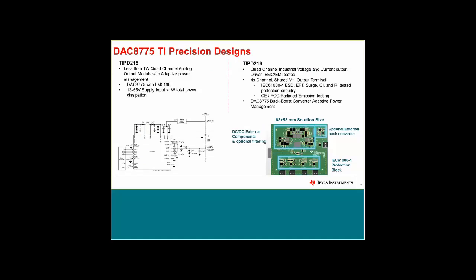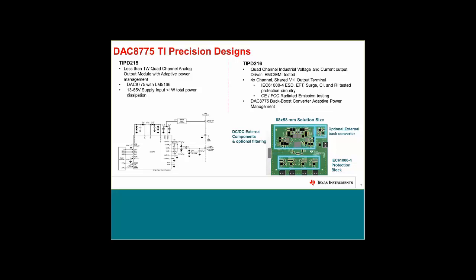And this is basically where these pair of TI designs come in. So utilizing the buck converter called the LM5166, which is a high efficiency light load, relatively speaking, buck converter, we can take a 12 to 40 volt input field supply and buck it down with about 93 to 95% efficiency to a 12 volt supply where the DAC8775 is most efficient.